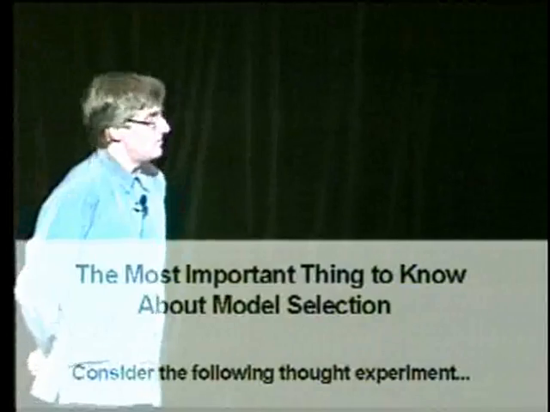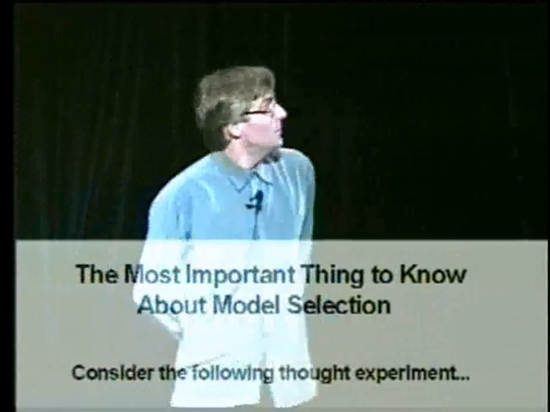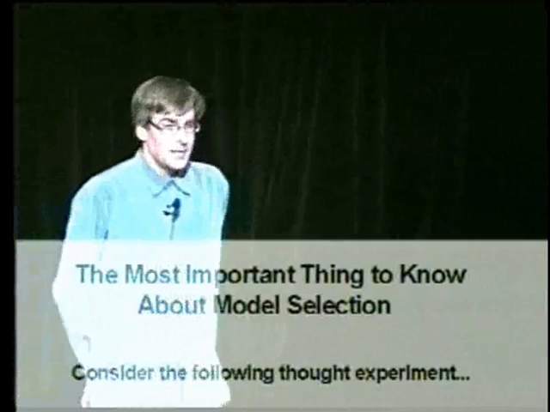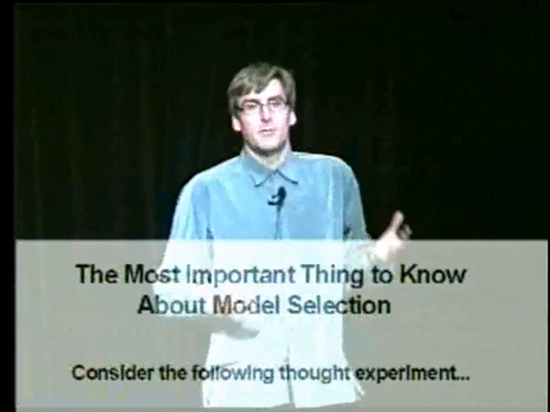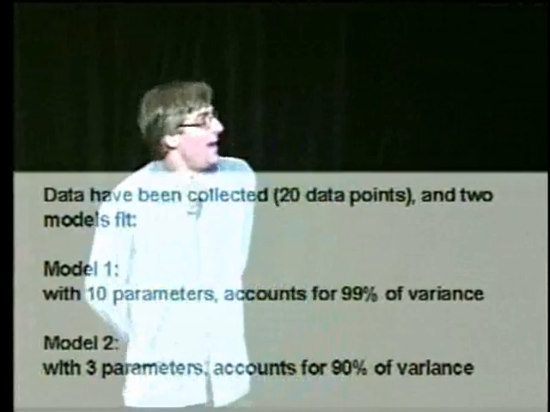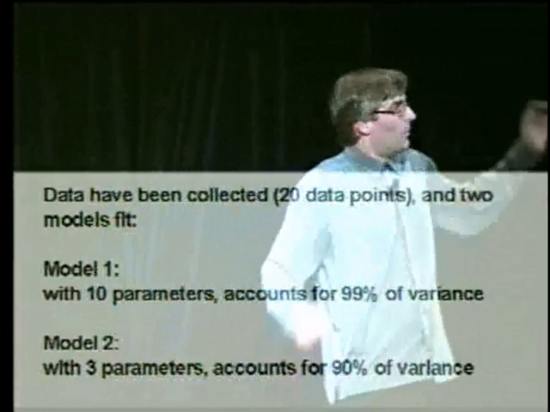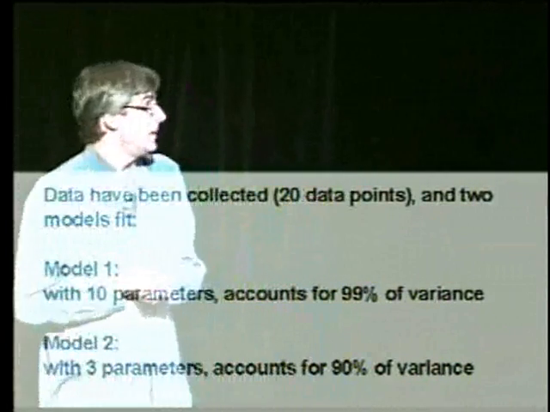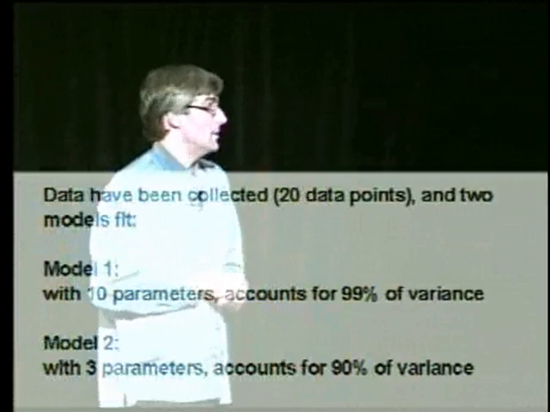But sometimes the models that we're trying to compare are not so simple. With the exploratory data analysis, we just plotted the data and it all fell into place. Sometimes things can get more subtle. And so consider the following thought experiment, which will lead us to the most important thing that you need to know about model selection. Now we're talking about models that can be quantitative models with different numbers of parameters that we might have to fit to the data. Let's assume that we've collected 20 data points and 2 models have been fit. Model 1 is more complicated, has 10 parameters, but it's accounting for 99% of the variance. Model 2 is simpler, has 3 parameters, but it doesn't do as well.